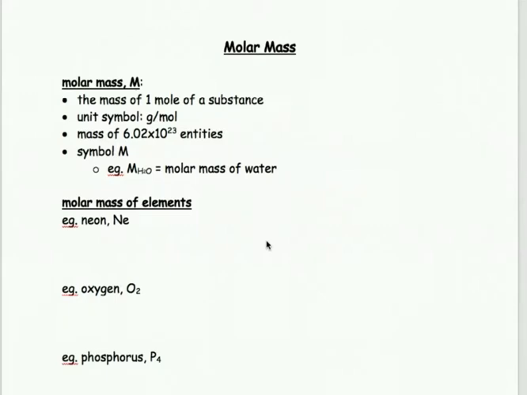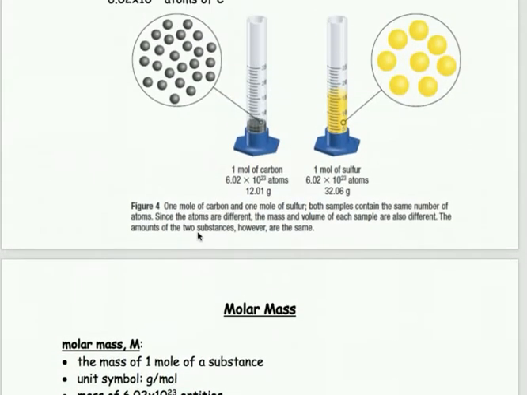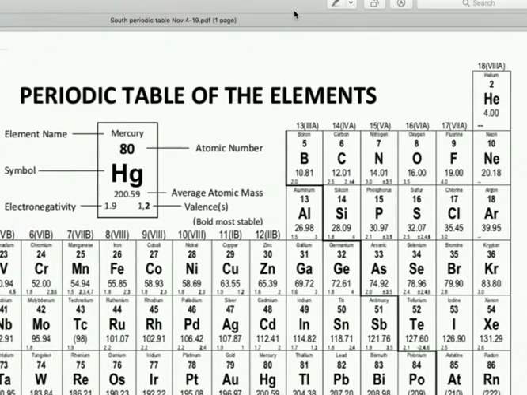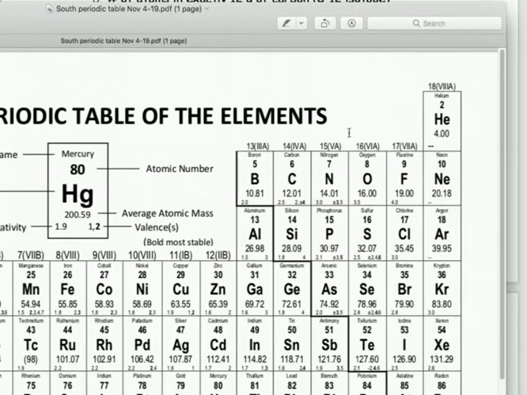So molar mass is the mass of 1 mole of a substance. If we look back at these, we have a mole of carbon and a mole of sulfur, and I want to know the mass of each. You have the exact same number of particles, so what would the mass be? For carbon, it'd be 12.01, and for sulfur, it would be 32.06. If you look right at the periodic table, you'll hopefully recognize those numbers. Here's carbon, 12.01, there it is.